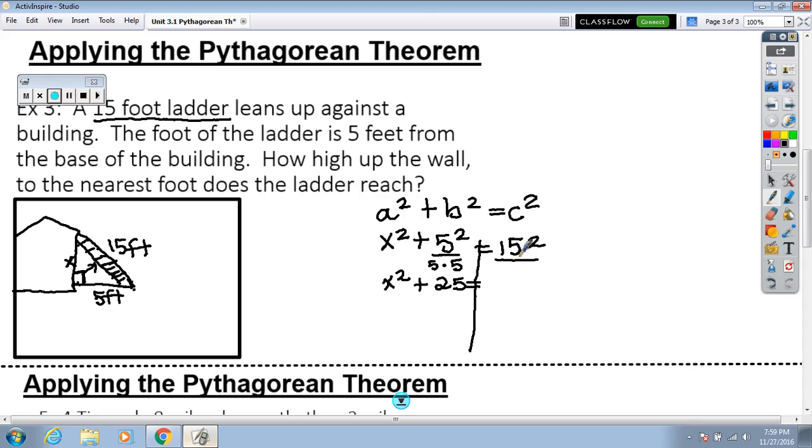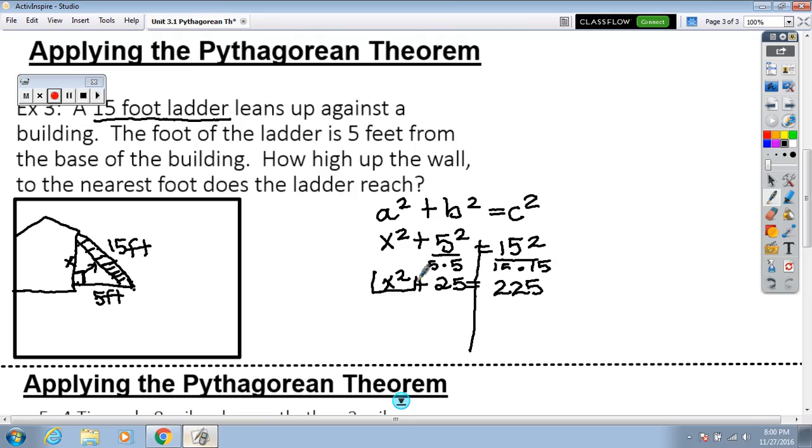And on the other side, we have 15 squared, which is the same thing as 15 times 15. So 15 times 15, or 15 squared, is 225. That looks kind of not clear there, so we'll clean that up. So I'll do 225. All right. So now we're solving for x.